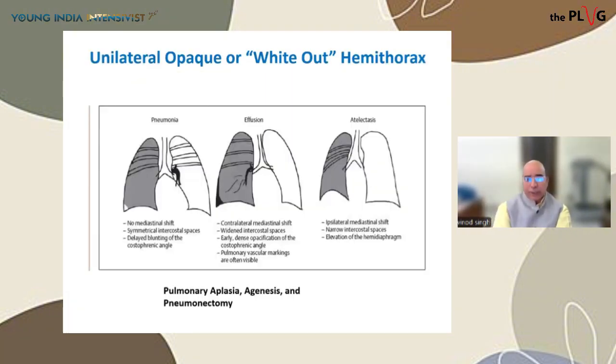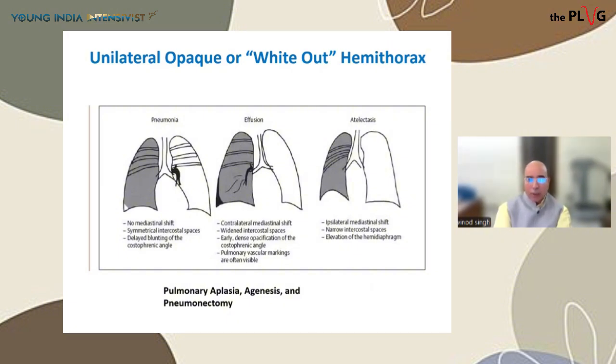Now, after the translucency, you should come to the unilateral opaque lung. So what happens if one side is white? It could be pneumonia, because in pneumonia also there is a consolidation. You will find there is no mediastinal shift and there are symmetrical intercostal spaces. It could be an effusion, because a large effusion can shift the mediastinum towards the opposite side. It could be atelectasis also. In atelectasis, the mediastinum is shifted towards the same side. So an opaque lung with no shift is probably pneumonia, opposite shift is effusion, and same-side shift is probably atelectasis.